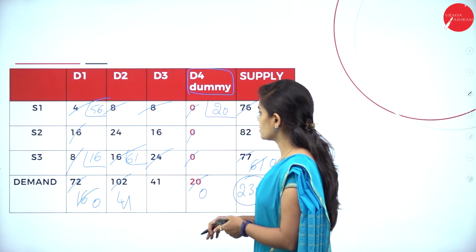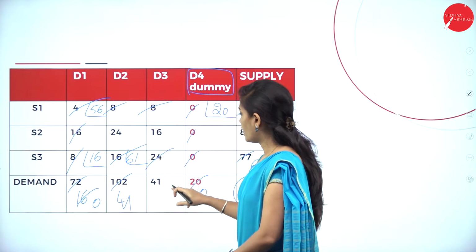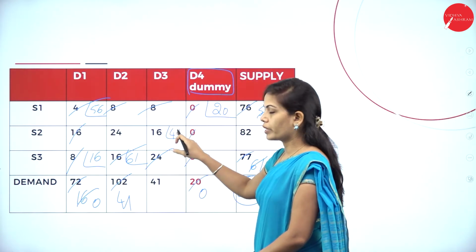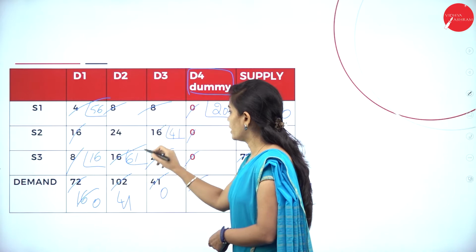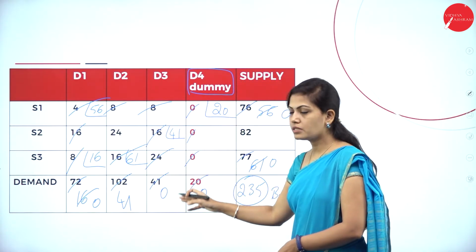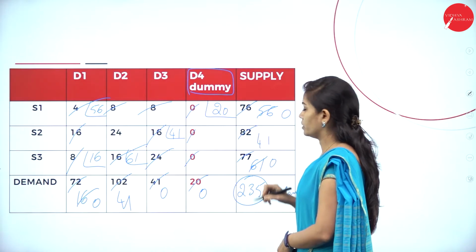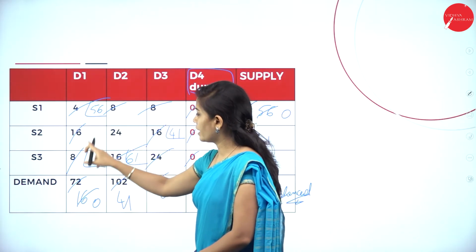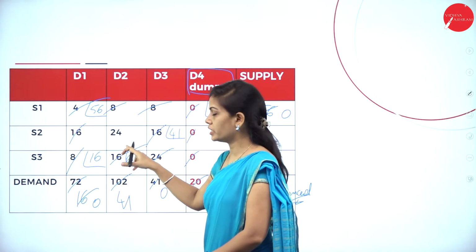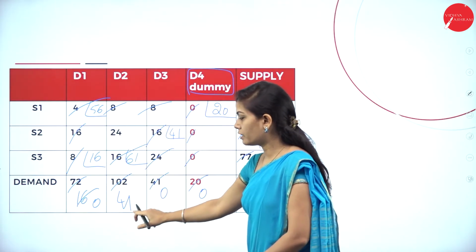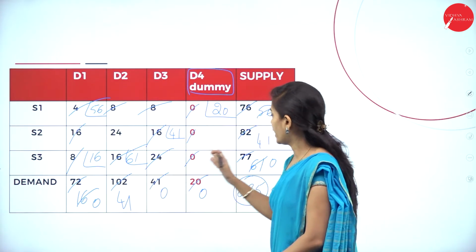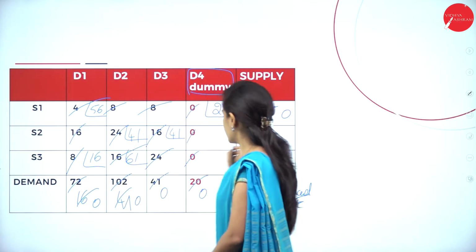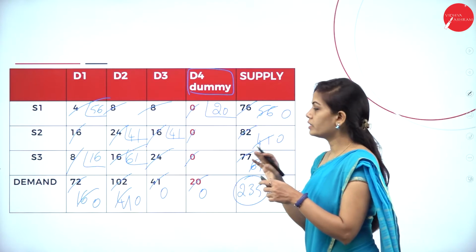And the next least value is 16. Compare the supply value with the demand value. Demand is lesser than supply. I allocate 41 to this cell. It will become 0, and I can cancel this column. 82 minus 41 is 41 only. And the last value is 24. Everything is cancelled except this 24, so it is my last value. Compare the supply value with the demand value. Both values are the same, 41 and 41. So allocate 41 to this cell. It will become 0. So now all the cancellation is done.